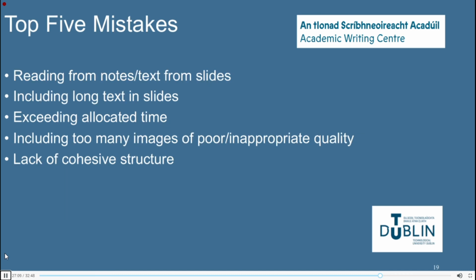So what are the top 5 mistakes that people make when presenting? So the first one is reading from notes or from the text on the slides. Remember that your audience can read and see what you have in the slides. So there's no point in just reading what's there. You are to elaborate on it. What's on this slide is to act as a prompt for you to expand or explain in more detail.